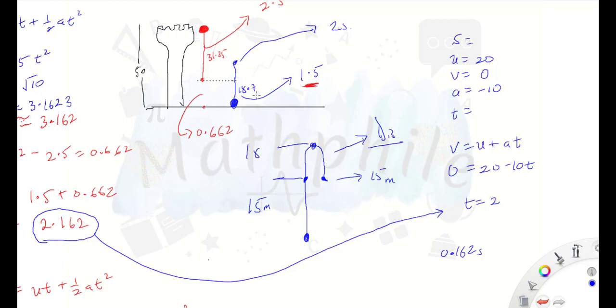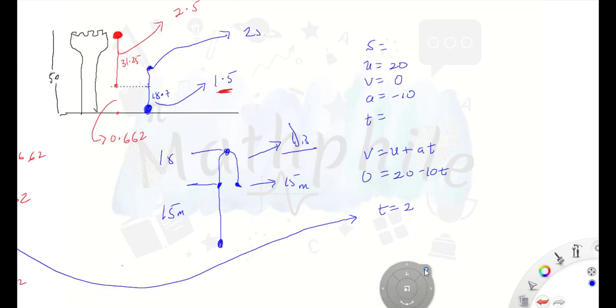Now, after the 2 seconds, the particle will be on the return journey. So first, let's find the total distance covered to get to this point. After all, that's what we are looking for. So let's look for the total distance covered to the maximum height. I think we can do that with ease. So let's find the height.